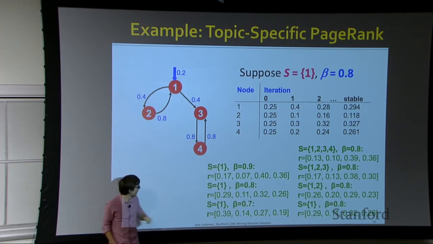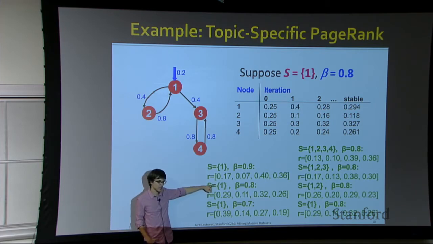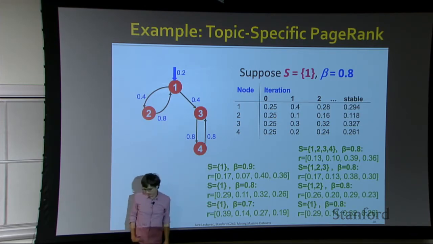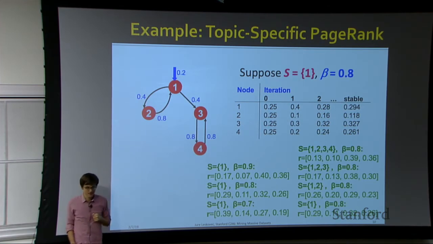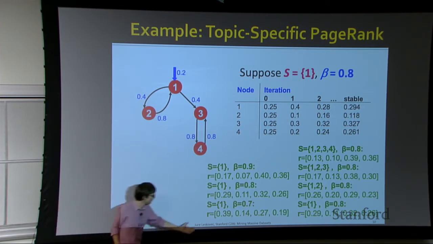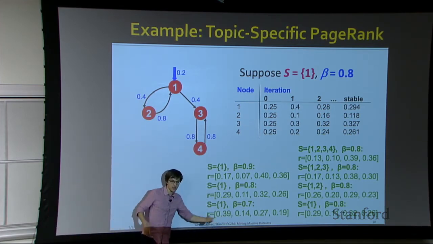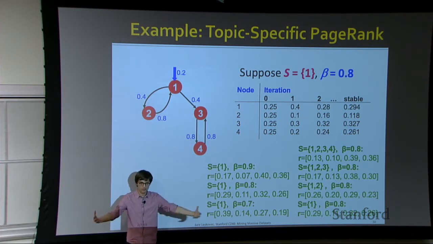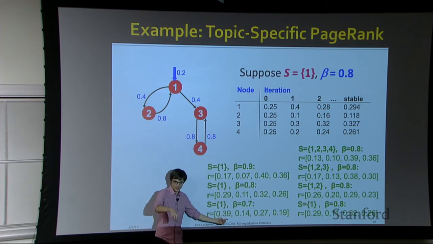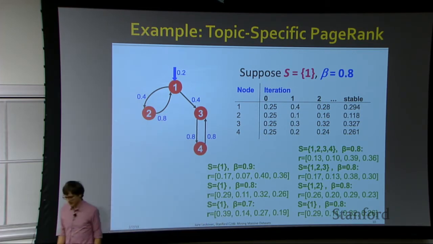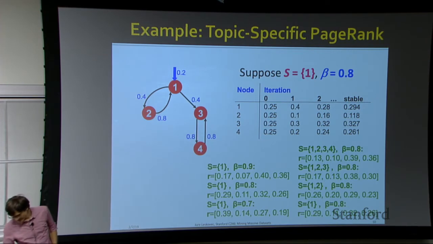That's the idea, right? With 0.8, in expectation, the walker takes 5 steps. With 0.9, it takes about 10 steps. With 0.7, it takes about 3 steps before it jumps back. And you see how the stationary distribution, when we ask where in the graph we believe the walker is, the more it's jumping back, the more time it has to spend at node 1, where it jumps back to. Okay? So that's the idea.